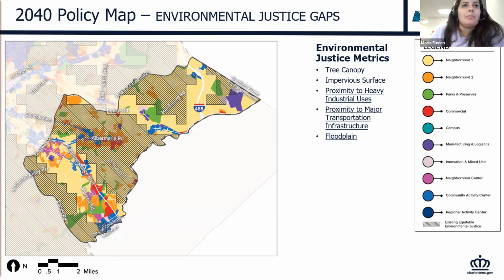And the place type mapping effort also used buffering and transitions to reduce the proximity between neighborhoods and heavy industrial uses or major transportation infrastructure. Opportunities to provide buffering or transitions are limited, based on existing development. So other tools outside of place types may need to be used to address some of those inequities.